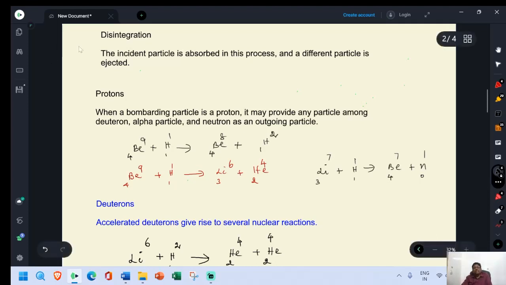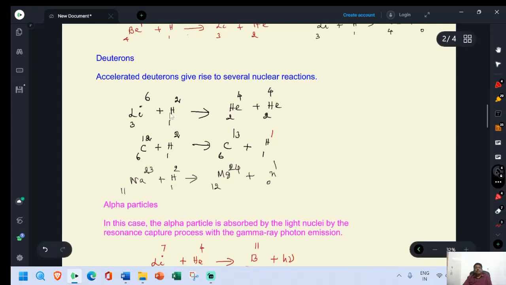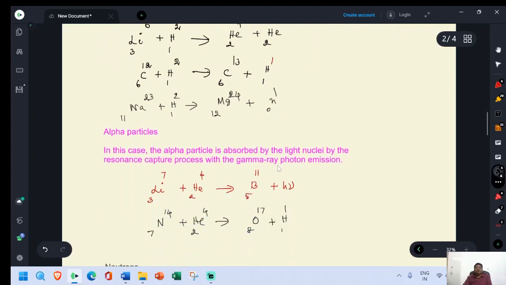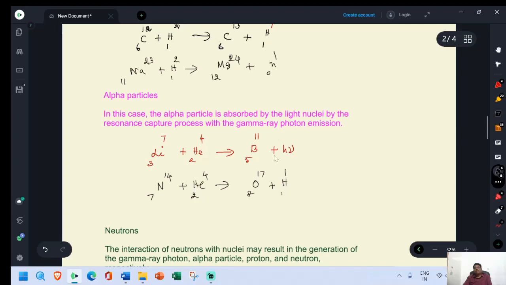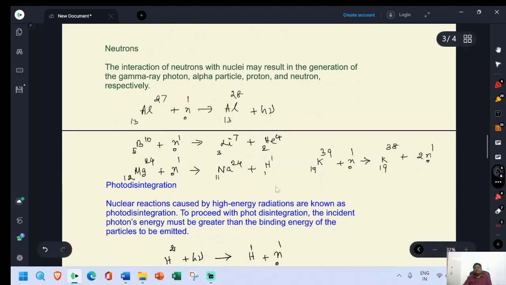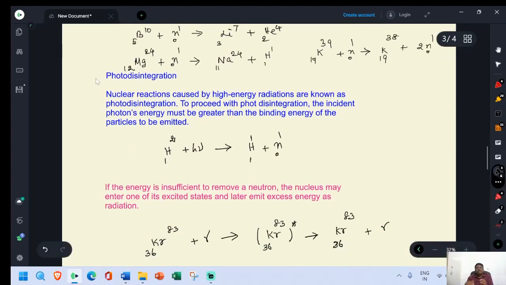If deuteron is used as a projectile, see here H-1-2 deuteron, it can give an alpha particle. Deuteron provides a proton, deuteron gives a neutron. Then if you use an alpha particle as a projectile particle, you can get a photon, a proton, like that. If a neutron is used as a projectile particle, we can get different particles. Say here energy is liberated in the form of a photon. Then neutron provides an alpha particle, neutron provides a proton, neutron provides two neutrons. The interaction of neutrons with the nuclei may result in the generation of a gamma ray photon, alpha particle, proton and neutron respectively.